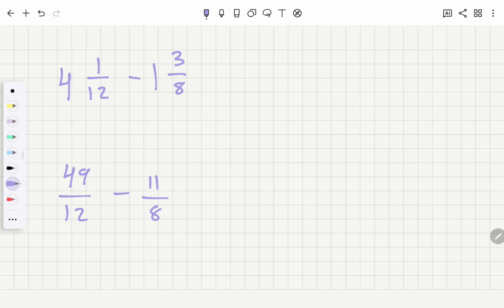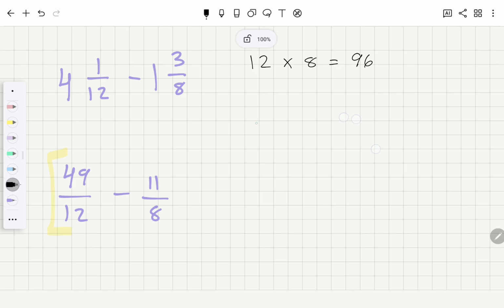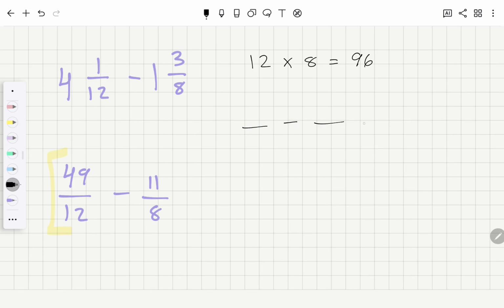Alright, now we have to find our common denominator. This is just like any one that we've done now. Alright, so I've got to identify my two denominators, which I'm going to highlight so that we know this is the one that we're working with. 12 times 8, which is 96. So I know that 96 is going to be our new denominator, so I'm going to set this up as this. 96, 96, 96.